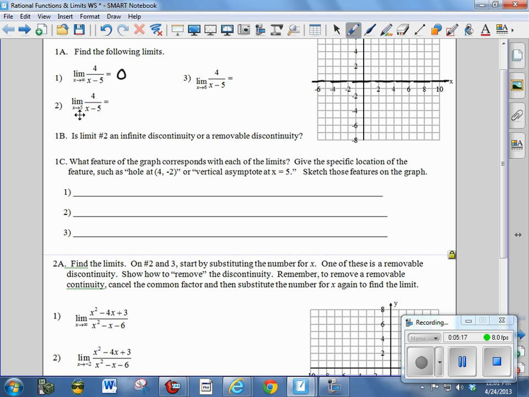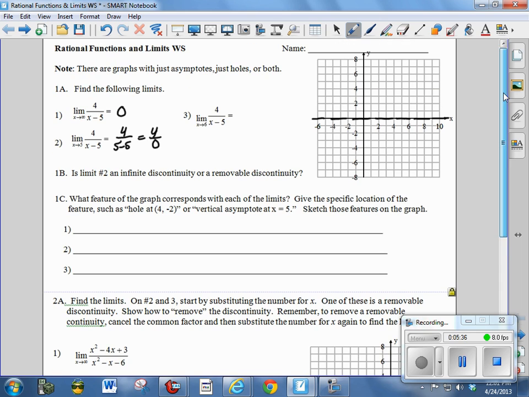Here we have x goes to 5. If there's a specific number, I have to plug it in. So I get 4 over 5 minus 5, which is 4 over 0. Remember, we have a non-zero number in the numerator and a 0 in the denominator, which means we have what's called an infinite discontinuity. This is a vertical asymptote. I have a vertical asymptote not at 4, since the numerator doesn't tell me anything, but at 5, because 5 is what makes the denominator equal to 0.